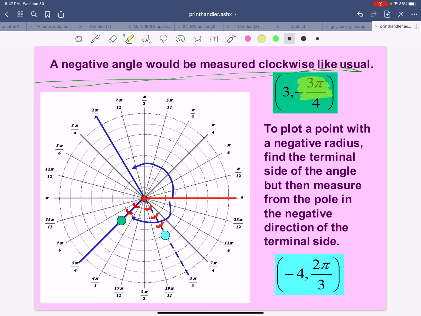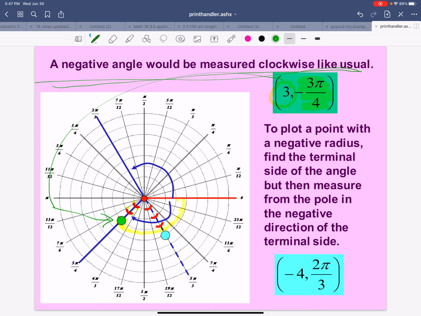So if I want to look for negative 3 pi over 4, then I need to go in the clockwise direction. These are in terms of pi over 12, 2 pi over 12, 3 pi over 12, 4 pi over 12, 5 pi over 12, 6 pi over 12, 7 pi over 12, 8 pi over 12, 9 pi over 12. 9 pi over 12 is the same thing as 3 pi over 4, because we can divide both numerator and denominator by 3. Now my radius is 3, so I'm going to count 1, 2, 3. So this is the point where we'll have 3 and negative 3 pi over 4.